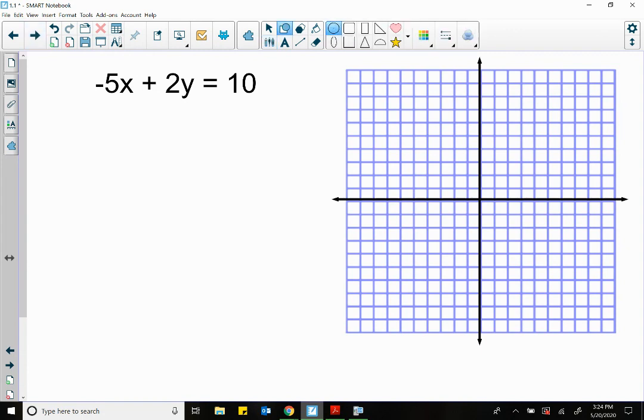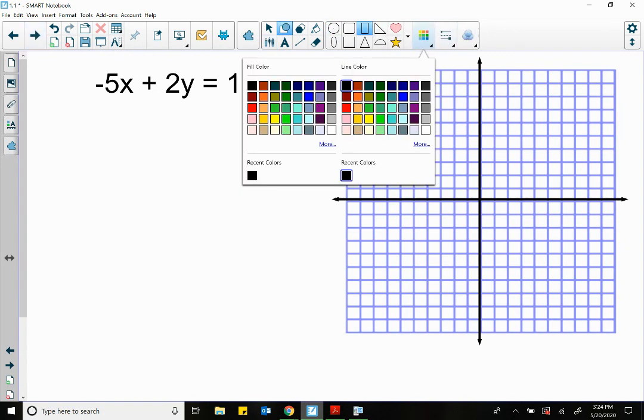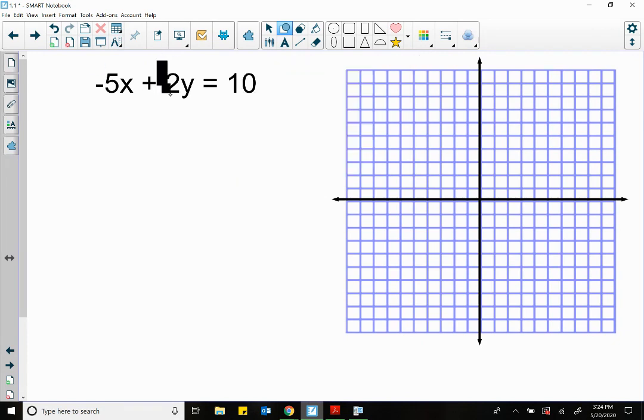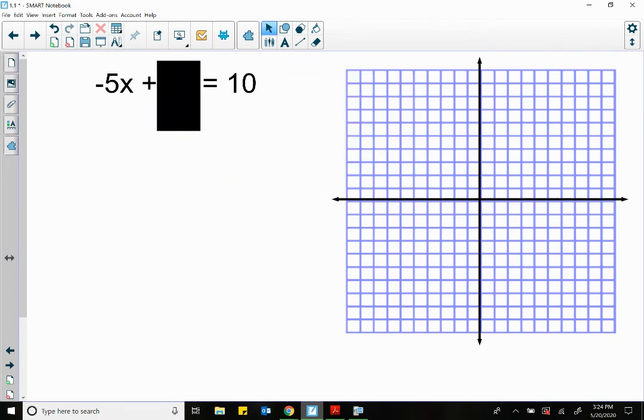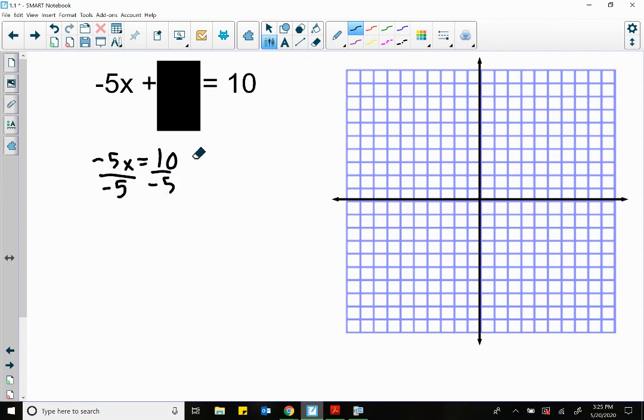Okay, so cover-up method first, and then I'll show you slope-intercept. So if we want to solve for the x, we're going to go BAM! It's gone. So the y value is gone. What do we have left? Negative 5x equal to 10. Okay? Divide by negative 5. Divide by negative 5. x is equal to negative 2.